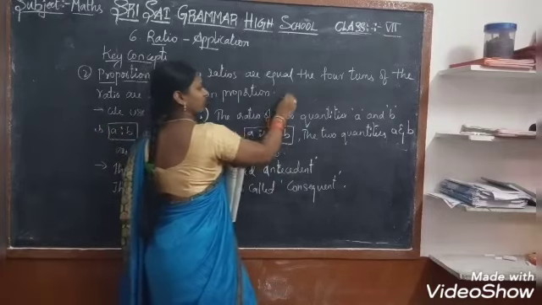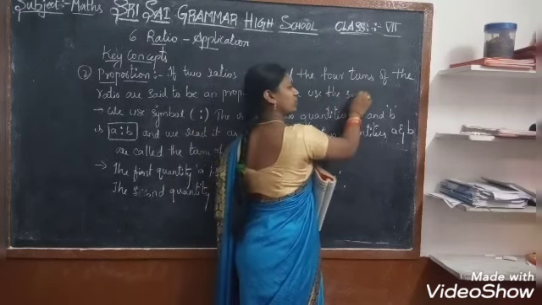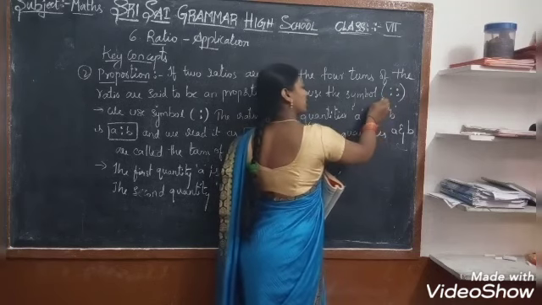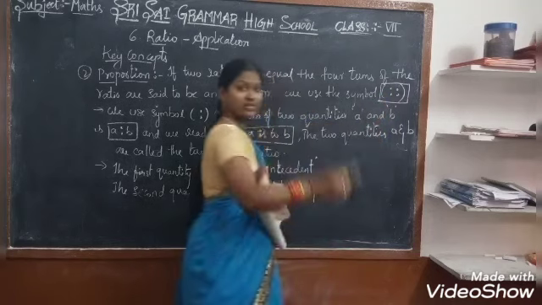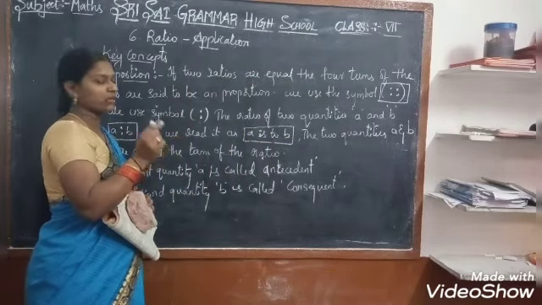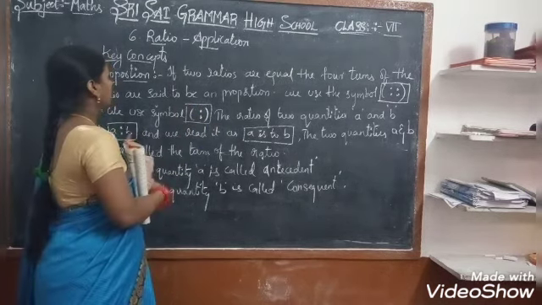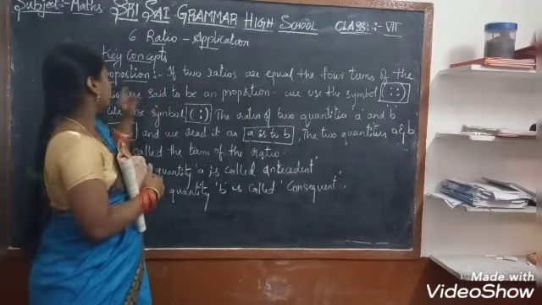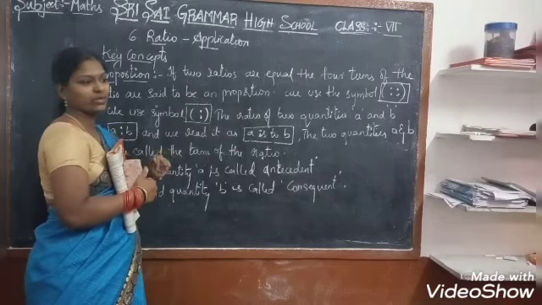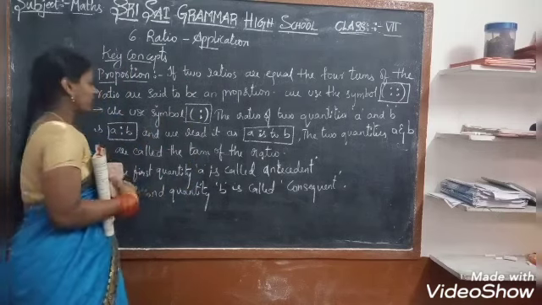We use a symbol. What is the symbol we use for the proportion? This is the symbol we are going to use. Everyone keep a box around it because it is a main thing. That's why I keep a box for each and everything. If two ratios are equal, the four terms of the ratios are said to be in proportion. What we call the symbol, I am going to write now.